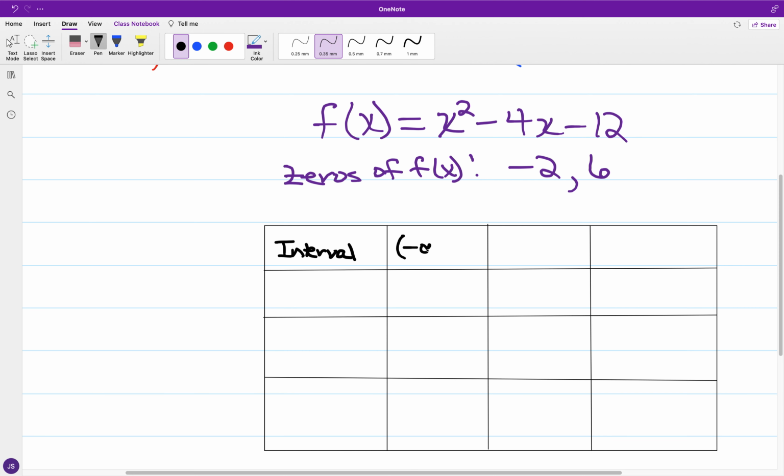So for the first set of values of x in the table, we have those values of x less than negative 2. Then next in line, we have those values of x to test where negative 2 is less than x is less than 6. And for the rest, we're going to have those values of x greater than 6.